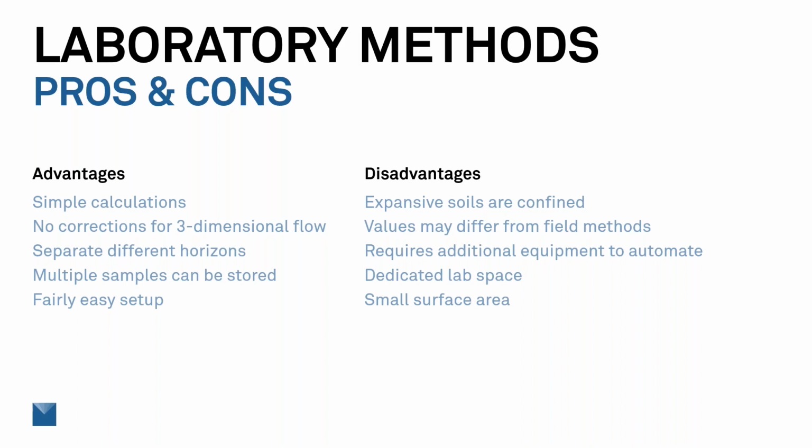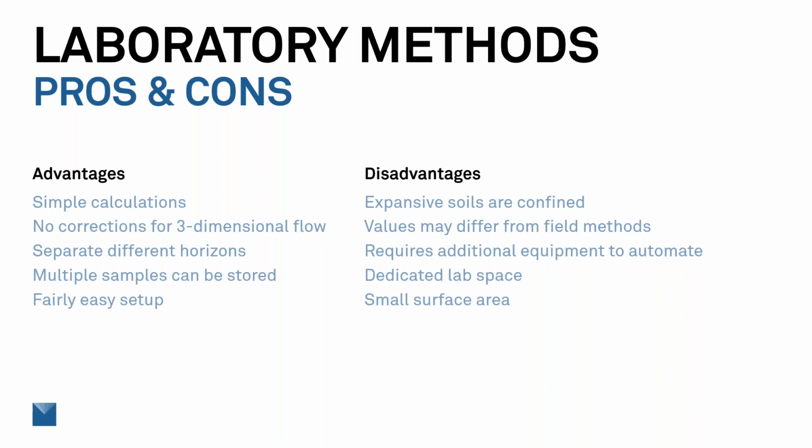One of the disadvantages of laboratory methods, especially when working with expansive soils, is that if you take a core sample of a soil that has high shrink-swell capacity when it's in its drier state, when you go to saturate that sample, it's going to swell and compress in that ring, or even swell out of the ring. And so you're going to see some issues with that. You have to be careful with your timing if you're sampling expansive soils. There are approaches that are not a confined ring, but often those require a much more expensive setup. Another disadvantage of laboratory methods is that the values typically differ from field methods.